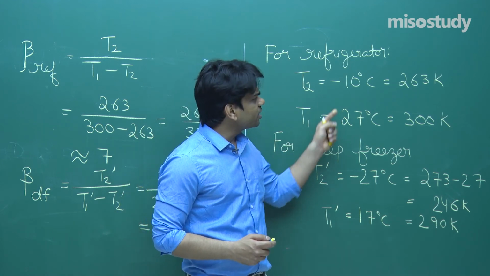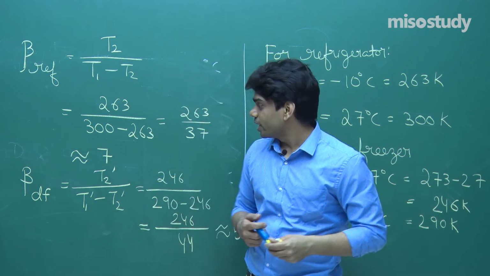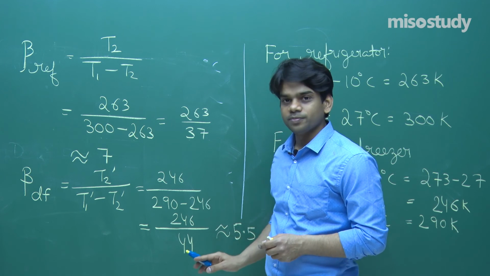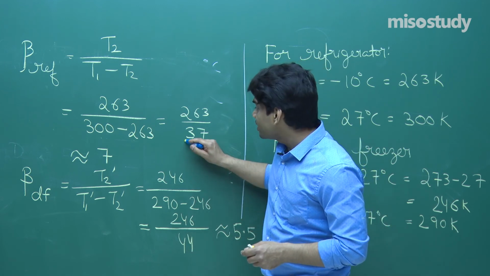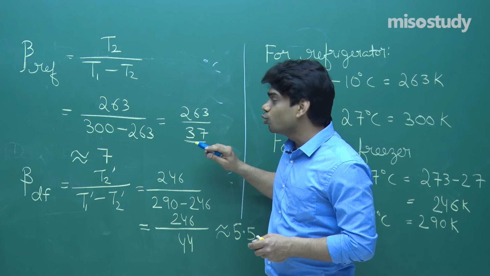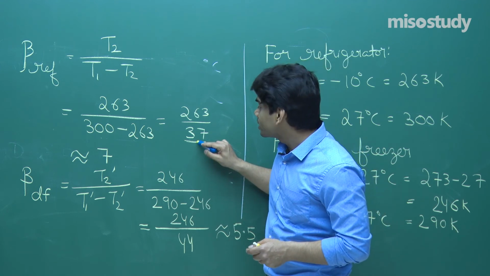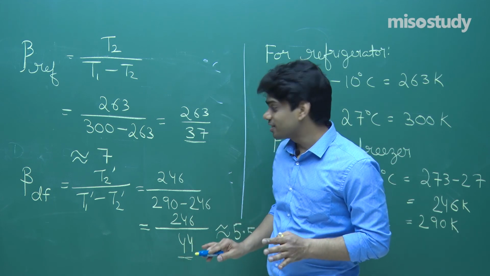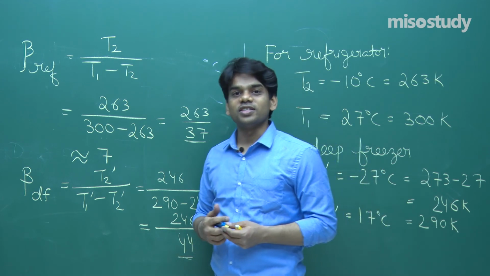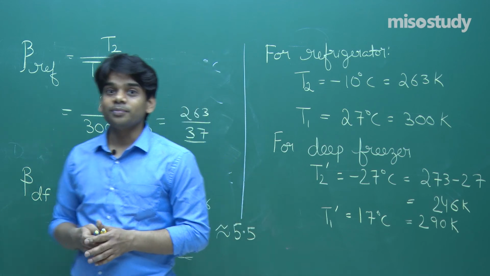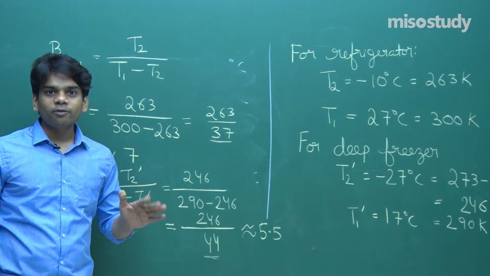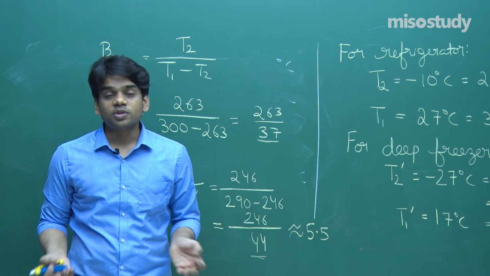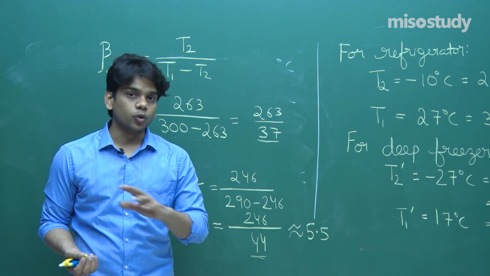If we compare the difference in temperature of both T1 and T2, I have already mentioned here, you see it's 37 here and it's 44 here. Although the temperature difference that it has to work upon is 37 and this is 44, still we can see that the refrigerator has got more efficiency. The refrigerator has more efficiency compared to the deep freezer. So don't go ahead thinking that the maximum temperature difference between the external surrounding and the sink would give you more efficiency. You must be thinking that, but no, don't go upon that.